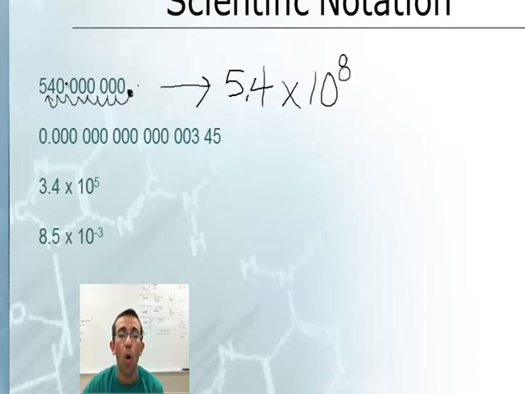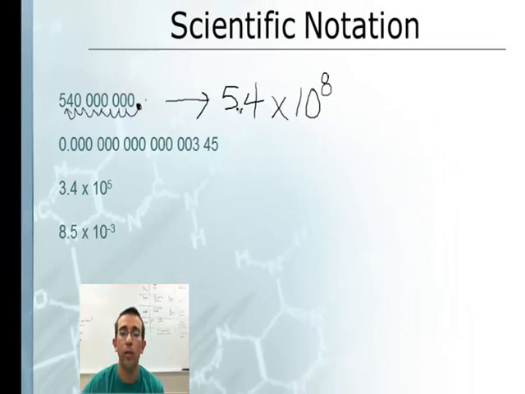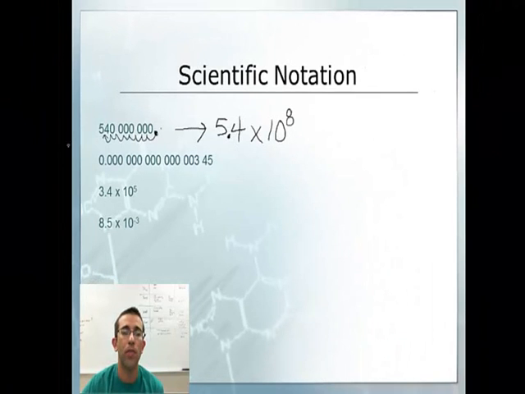Now, you always move the decimal until you have a number just in the ones place, in the ones place only. Okay, so you keep moving that decimal to get a number in the ones place. Count how many times you move it. We moved it 8. So you go 5.4 times 10, and then how many times you move the decimal place, to the 8th. If you have a really small number, you do the same thing.